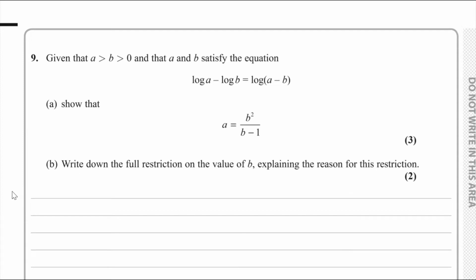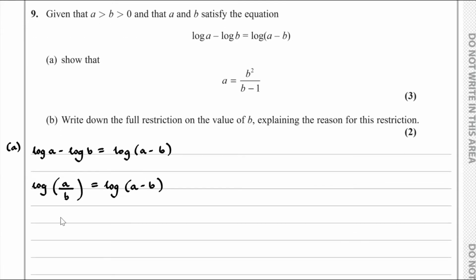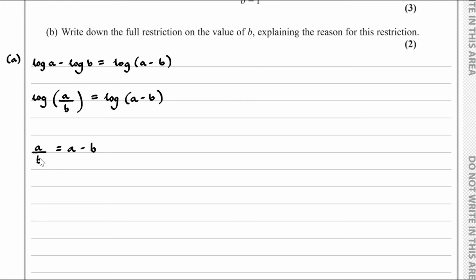So for part A, we have log A minus log B equals log of A minus B, and subtracting logs with the same base, we have log of A over B equals log of A minus B. And if we anti-log both sides, we have A over B equals A minus B, and the rest is just GCSE level maths to rearrange for A.